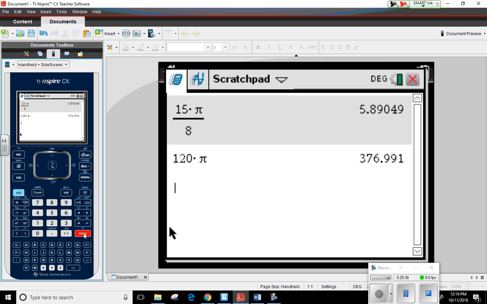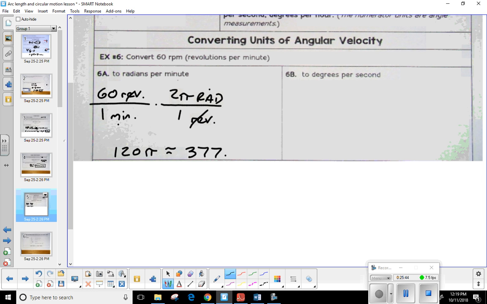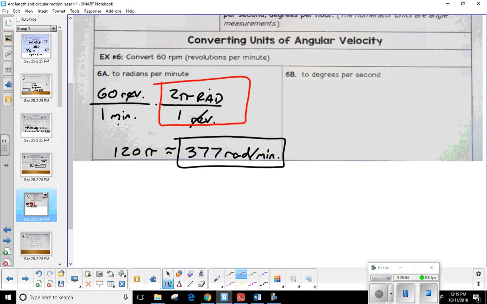Hey, look, math. With the .99, I would definitely feel comfortable just saying 377. So 377 radians per minute. Now, this is kind of foreshadowing what's going to happen. This fraction, when you're talking about solving angular and linear velocity problems, you're going to be seeing over and over again. Because angular velocity has to be in radians. So that's the first thing we're always going to do: convert whatever we start with.